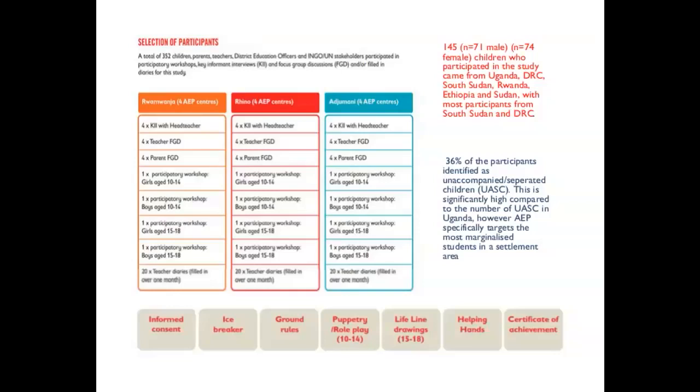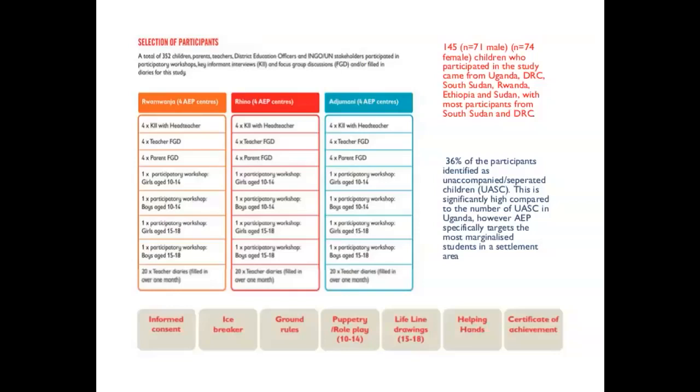Children were separated into separate workshops with girls and boys, and further divided into 2 age groups, so 10 to 14 and 15 to 18. And at the bottom of this slide, you can see the structured format of the consultations. All of the consultations involved informed consent, an icebreaker, collaborating with the children to establish ground rules for participation, and then depending on the age range, there was a structured activity. With the girls and boys aged 10 to 14, we did a puppetry role play technique, and then with the older groups, we did an activity called lifeline drawings.